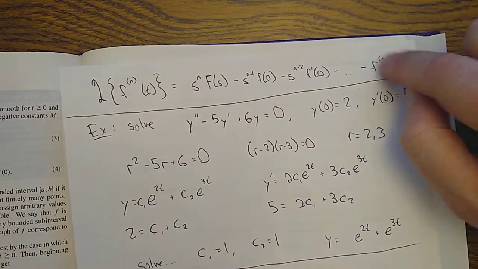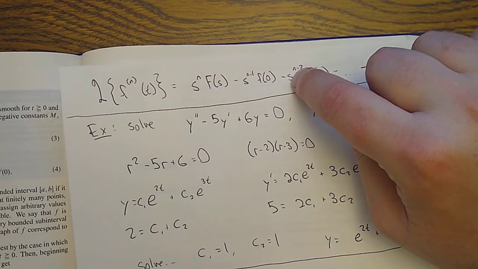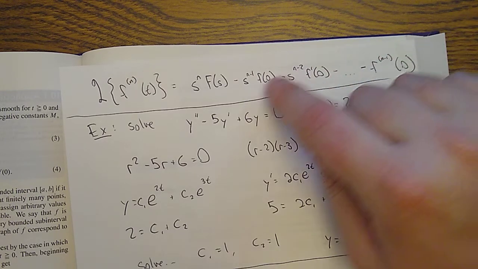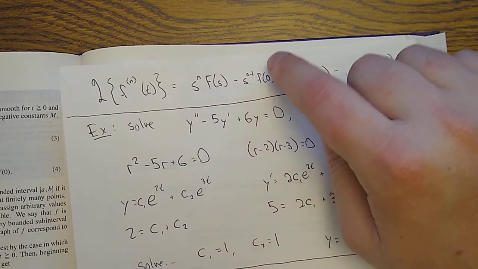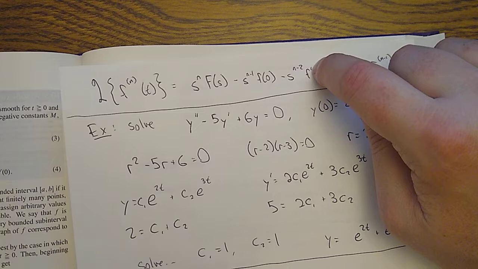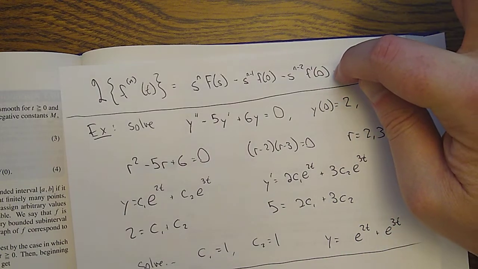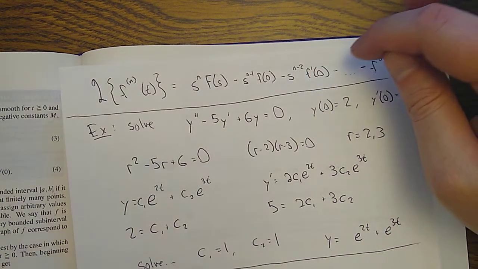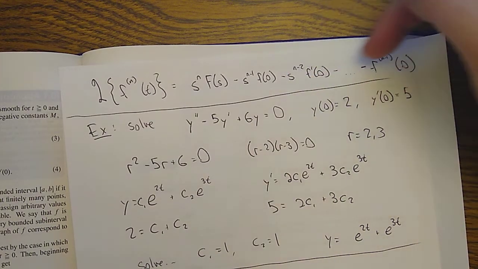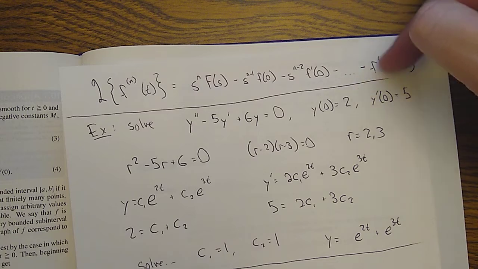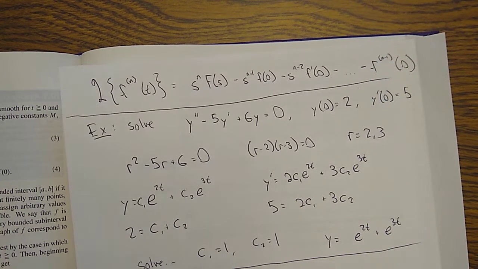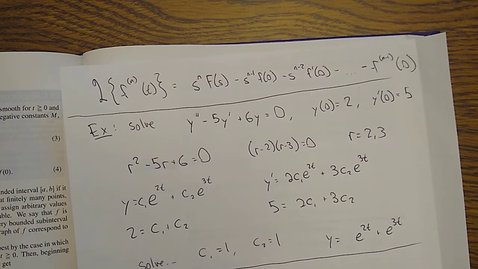And we keep going like that. The power of s keeps going down and the number of derivatives keeps going up. So this has s to the n minus 1 and no derivatives. This is s to the n minus 2 and it's the first derivative. The next one would be s to the n minus 3 times f double prime of 0. And we keep going until there's no more s's, so the last term doesn't have a power of s on it. That would be when we get to the n minus 1th derivative of 0.